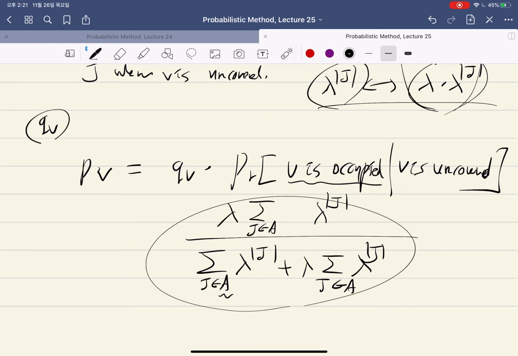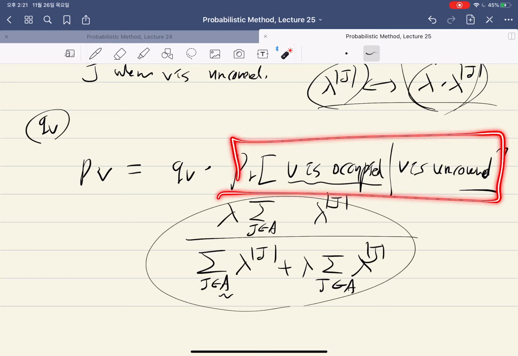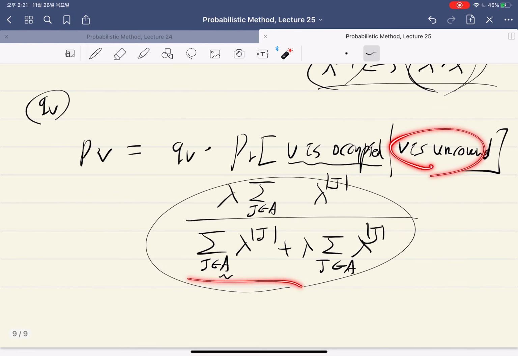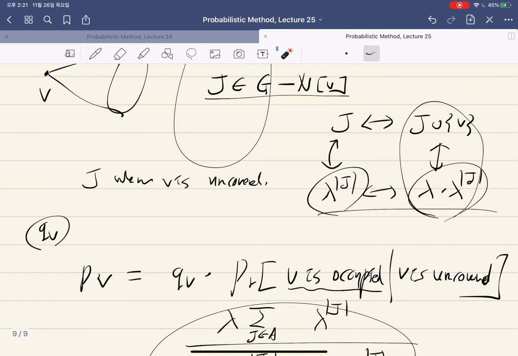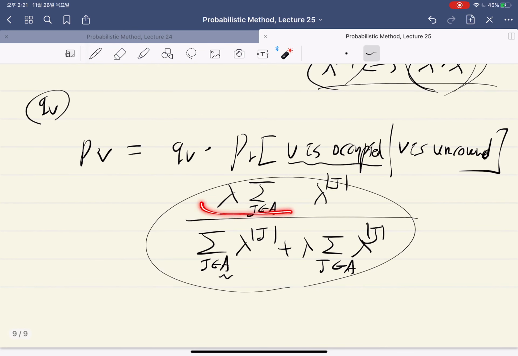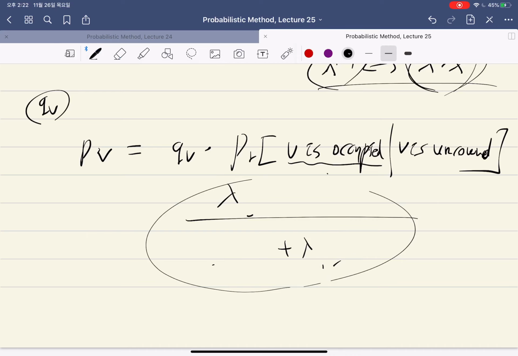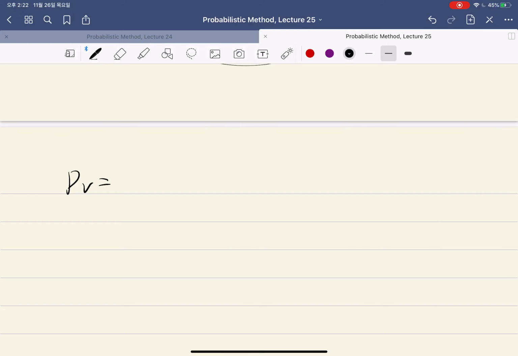So this is this probability. Out of all instances where B is uncovered, you take the ones which correspond to B being occupied. Then you just divide, and this is nothing but lambda over 1 plus lambda. So PB is lambda over 1 plus lambda times QB. So this is what we know.